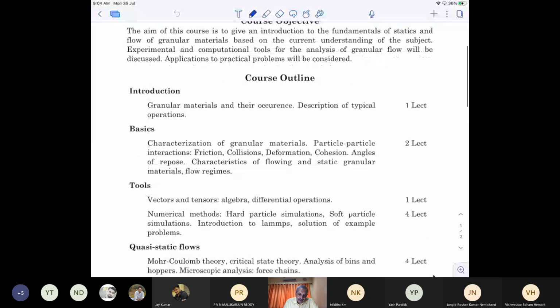So the course objective is to give an introduction to the fundamentals of statics and flow of granular materials based on the current understanding of the subject. So we'd like to use the most recent developments and tell you about them. And then experimental and computational tools for the analysis of granular flow will be discussed. And then how can we apply all this to practical problems? So we'll look at some of those things.